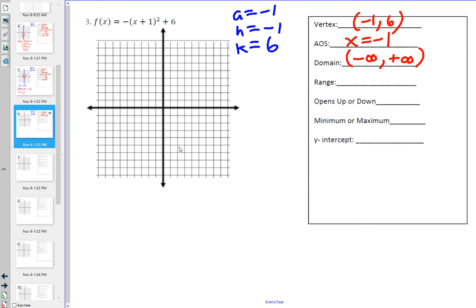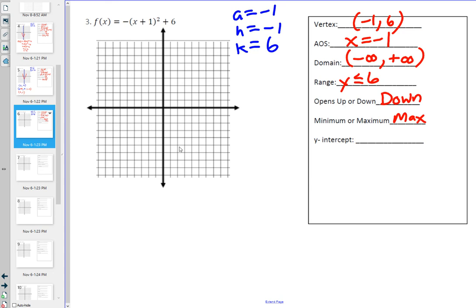The range, do we know the range? Yeah, you can say y is less than or equal to. But on the last two that's been greater than or equal to. Why is this one less than or equal to? It's going down. It's pointing down. Yeah, because the vertex is the max, sure.